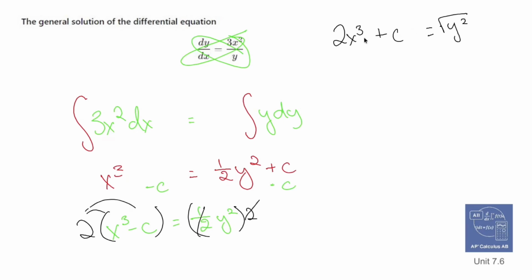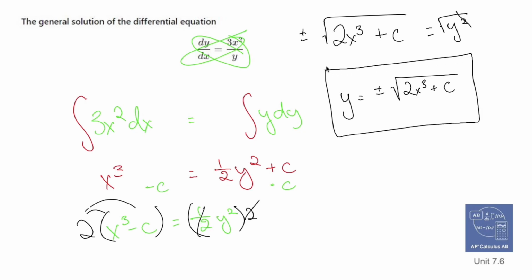Now I need to square root everything, and when I square root both sides, I can't forget the positive or the negative. So let's just flip this over and have y equals positive or negative square root of 2x cubed plus c. And that's going to be my guy.